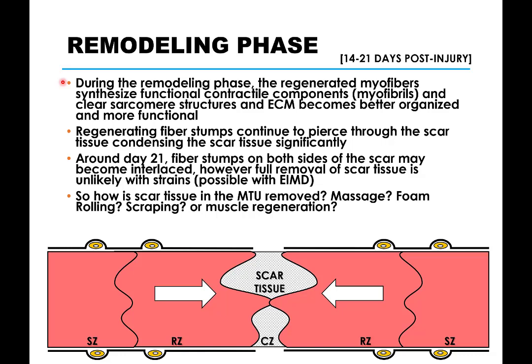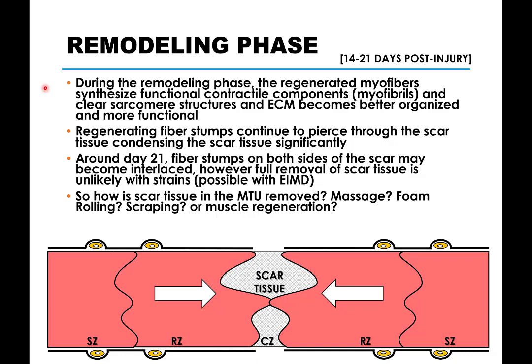Now, continuing on with the final phase, we have the remodeling phase, which generally occurs 14 to 21 days post-injury. The remodeling phase is just as the term implies. The muscle fibers undergo heavy remodeling of its intracellular components. This includes organelles like the mitochondria, the sarcoplasmic reticulum, the sarcolemma, the transverse tubules, and also the myofibrils and all the myofilaments within it. All of these components are required for muscle fibers to function, for it to contract.